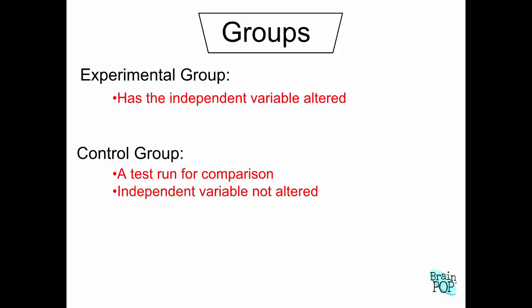It's like a test run we're going to use to compare it. So I didn't change the independent variable. I didn't give them extra vitamin C. That's the control group. And we always have to have a control group because otherwise you have nothing to compare them to. So we sometimes say we treat them normally. They're under normal conditions.